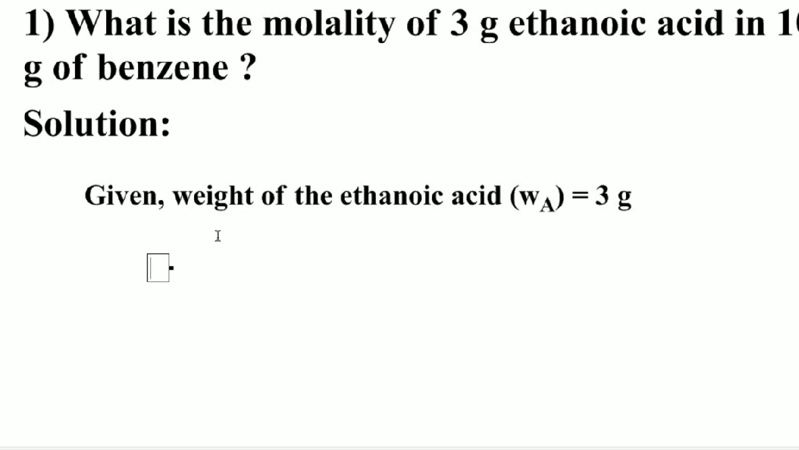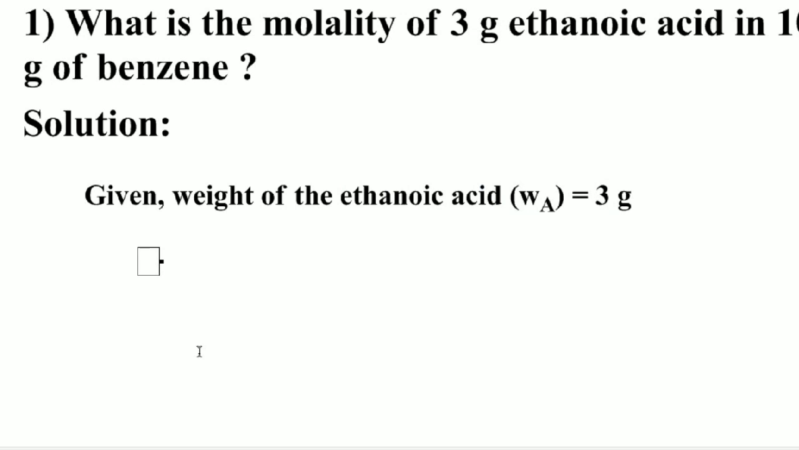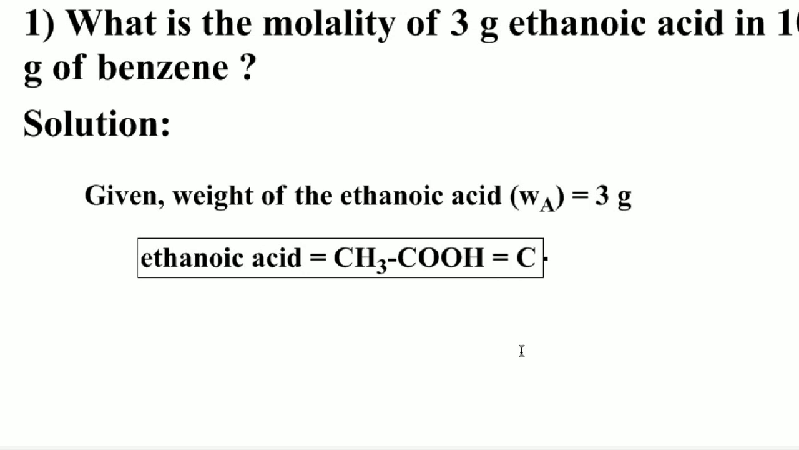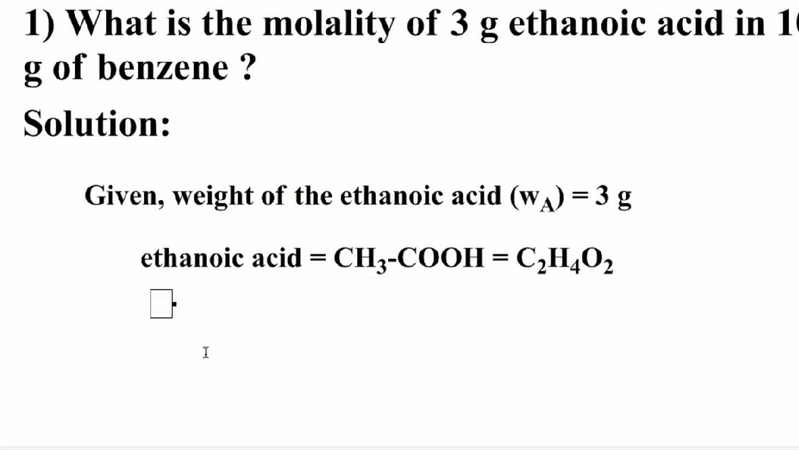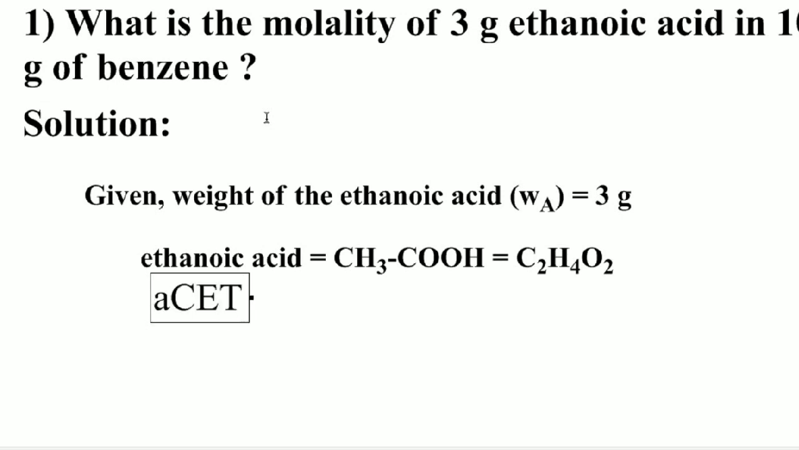Students, the ethanoic acid molecular formula is CH3COOH. Or you can write it like this: C2H4O2. C2H4O2 is the molecular formula of ethanoic acid. It is also known by its common name. The common name for ethanoic acid is acetic acid.